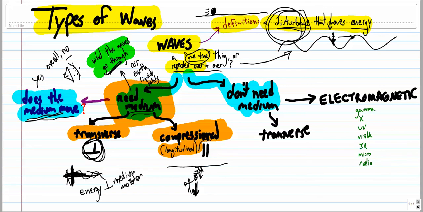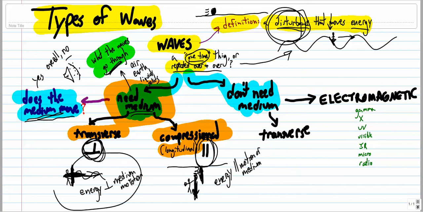So in this case, they are parallel. The person added the energy up and down, and the slinky boinged up and down. So in a compressional or a longitudinal wave, the energy is parallel to the motion of the medium. So let's talk about this.